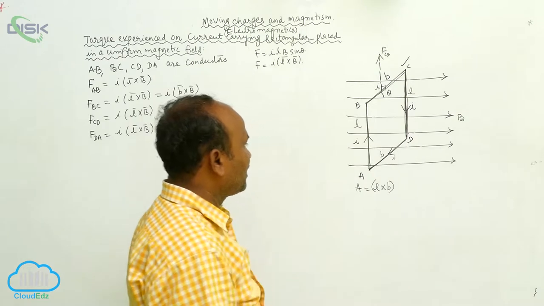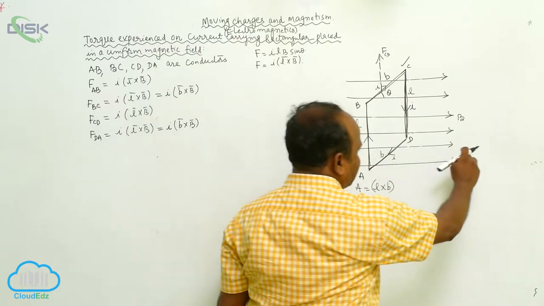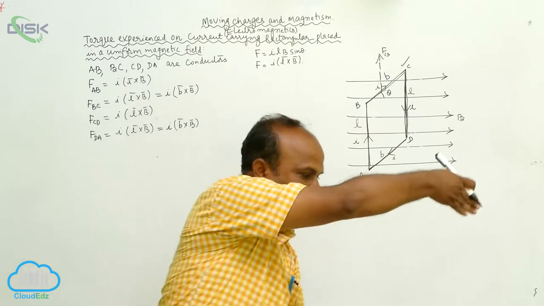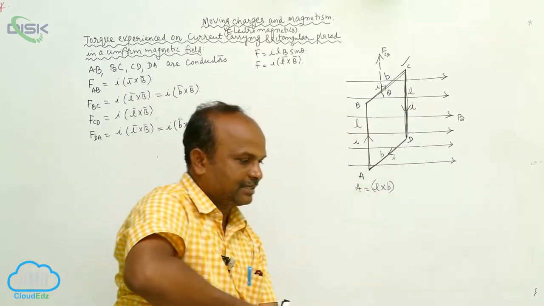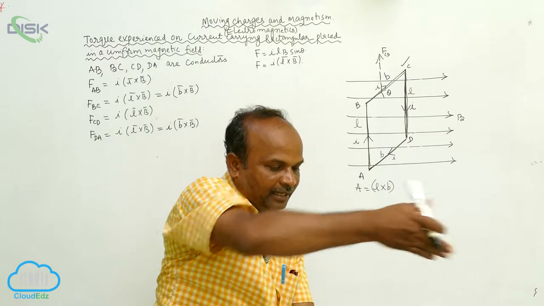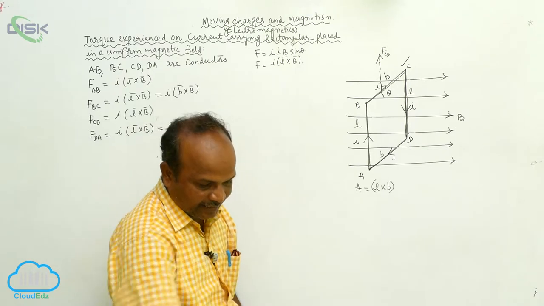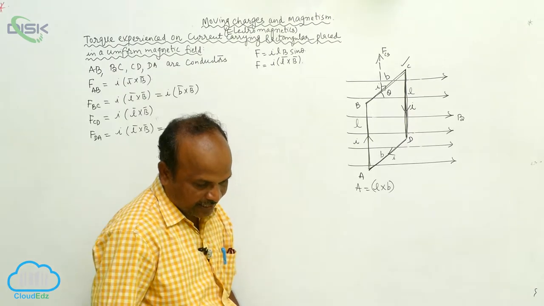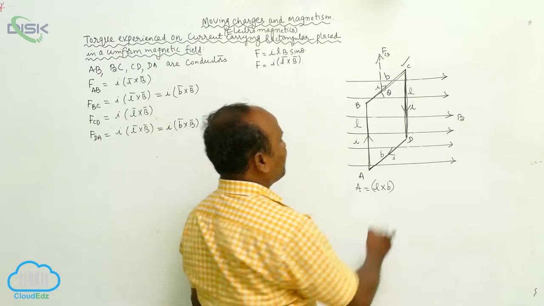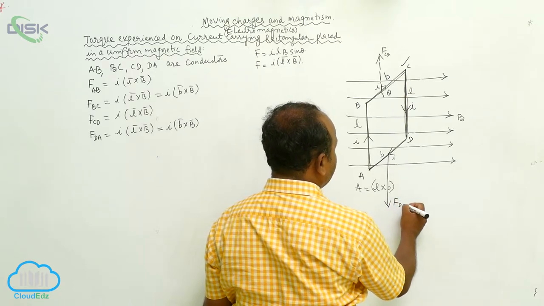Next one. Here, the current carrying conductor is like this. The magnetic field is like this. Now, the coil is like this, and the magnetic field is like this. In this case, the bottom surface of the coil is represented by DE. The current direction is like this. The magnetic field is like this. The force is downward. As the force is downward, this is the force on DE.